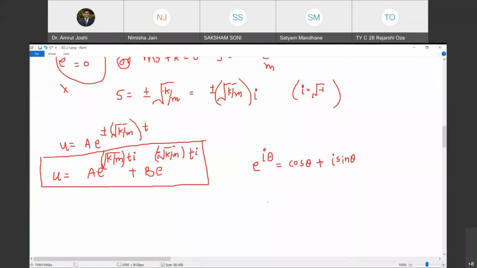So this root k by m, I am going to call it omega. What is this omega? We will see a little later, but I am going to call it omega. So I will replace it, and we get u equal to a e raised to i omega t plus b e raised to minus i omega t. Saksham?